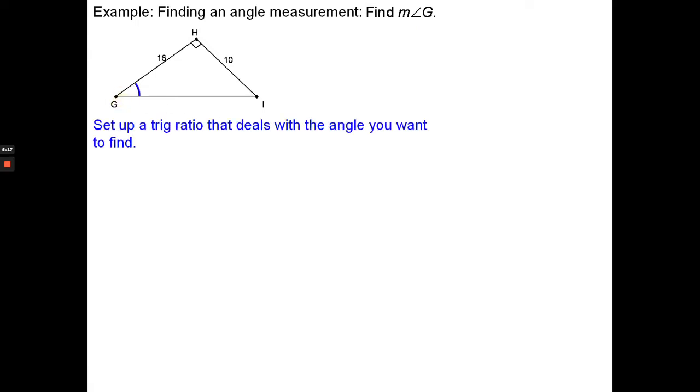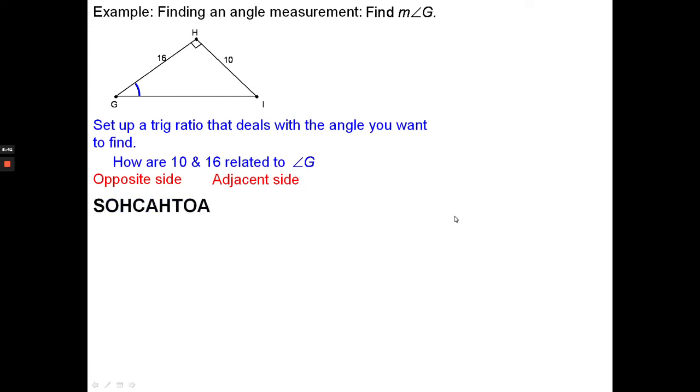And we have to ask ourselves, how are the numbers on our triangle related to this angle that we want? So how are 10 and 16 related to angle G? Well, 10 is opposite and 16 is adjacent because GI is our hypotenuse. Then you're going to be thinking about your SOHCAHTOA and who is opposite and adjacent, which is tangent. So you're going to write tangent of G equals 10 over 16.